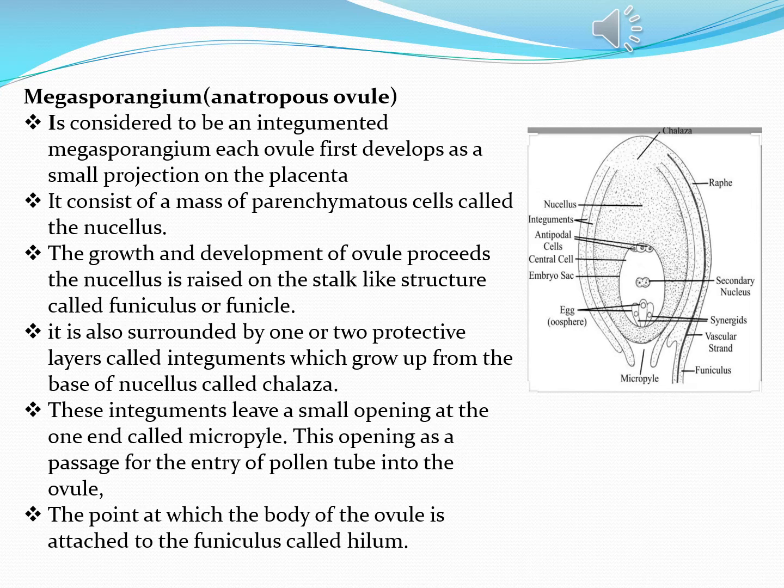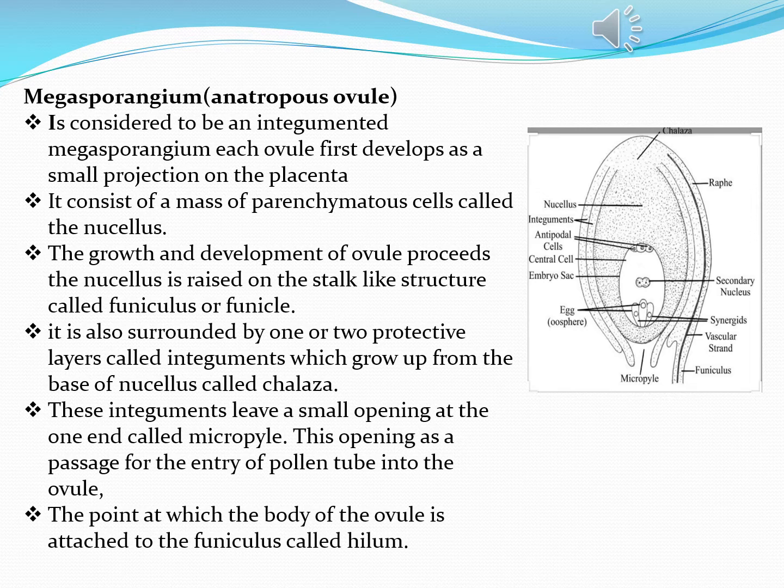We can observe this in diagrams. I'm going to repeat again. We are discussing megasporogenesis, which is nothing but the ovule. Ovules are integumented because they consist of integuments. In the diagram there are two integuments, one outer integument and one inner integument. Earlier it consists of a mass of parenchymatous cells, and those cells we are calling the nucellus.